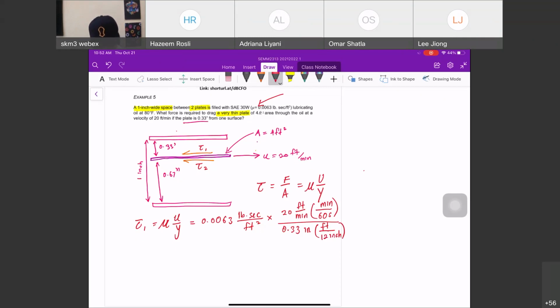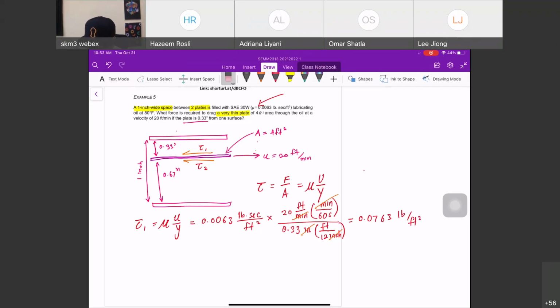Okay, do the conversion. Minute cancels with minute, inch cancels with inch. Okay, and then that's it. We can solve here. The final answer is 0.0763 pound per feet squared.